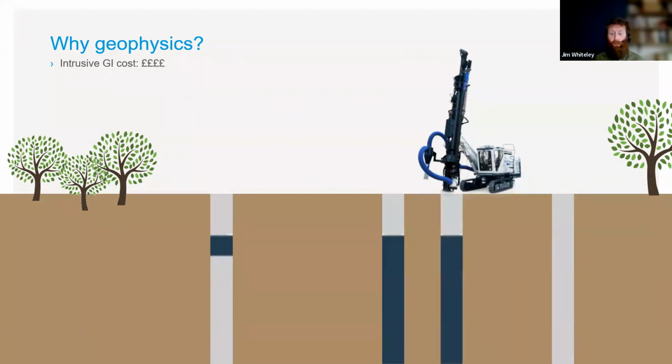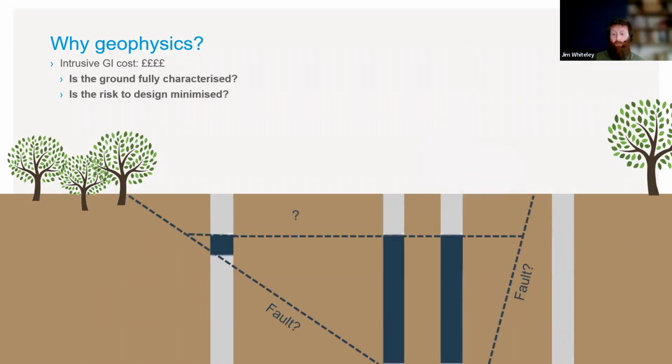We have to come to a point where we call it and say, well, we've got enough now to think that we've statistically characterized that site. And that's where we come in and perhaps make our interpretation of what's going on. The question I'm going to be asking a lot throughout this presentation is: is the ground fully characterized by that investigation, and is the risk to design minimized? I would argue that in this particular example on the screen, it isn't. We've still got far greater areas of the ground for which we don't have any information compared to the areas that we do.